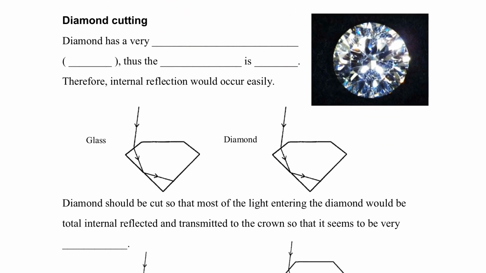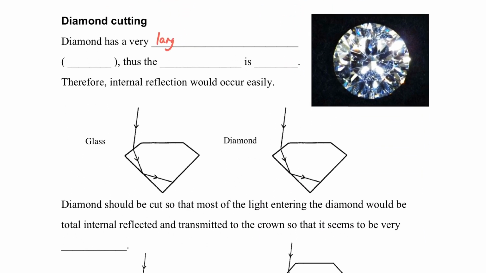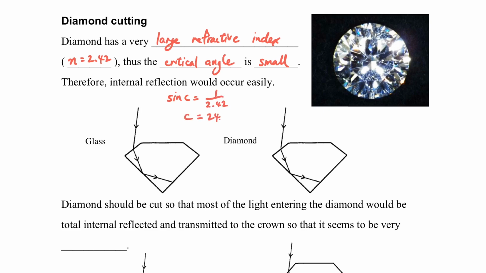The other application is diamond cutting. Diamond has a very large refractive index. How large is it? A typical value is about 2.42. So the critical angle will be very small. How small is it? We can try the calculation by using sin c equals 1 over n. So we can see that c is just 20 something degrees. So total internal reflection occurs very easily.